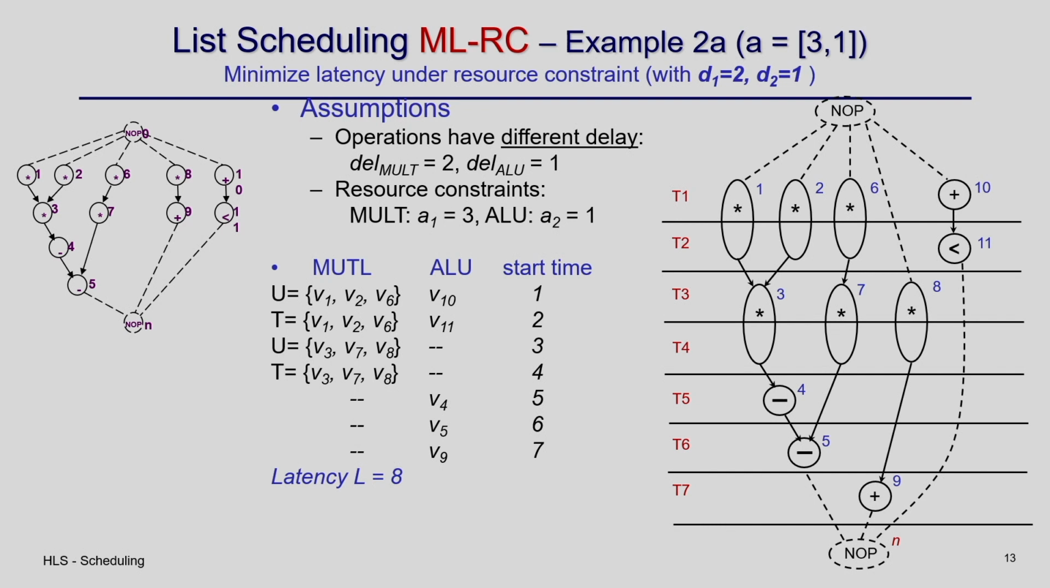Okay. So, let me take the same example, but now I assume that the delay of the multiplier is 2 and my resource bound is 3 1, not 2 2. So, I have 3 multipliers and 1 ALU. So, let me try to solve the problem again.